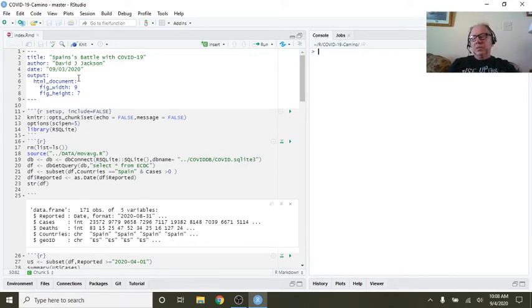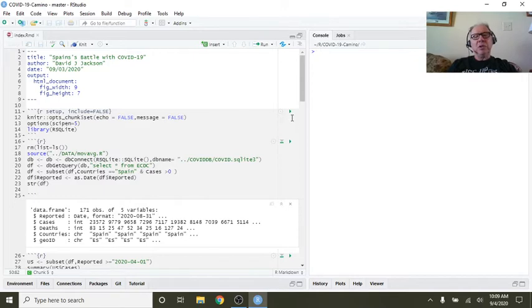Today is September 4th, 2020. I'm getting ready to run the first of my 4 data reports. This report is titled Spain's Battle with COVID-19, or maybe even Spain's COVID-19 in a nutshell. Okay. The data for this one comes from the European Center for Disease Prevention and Control. And let's get started here.